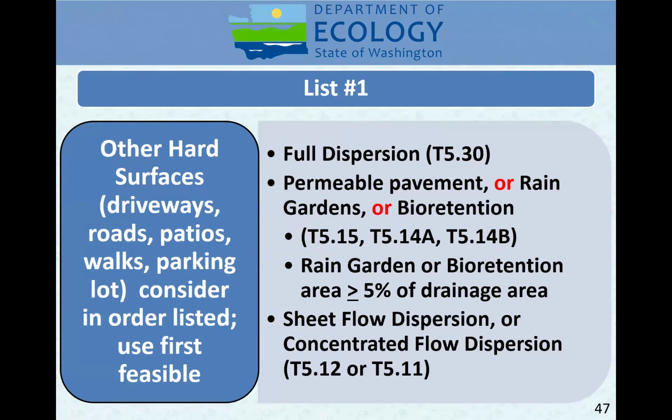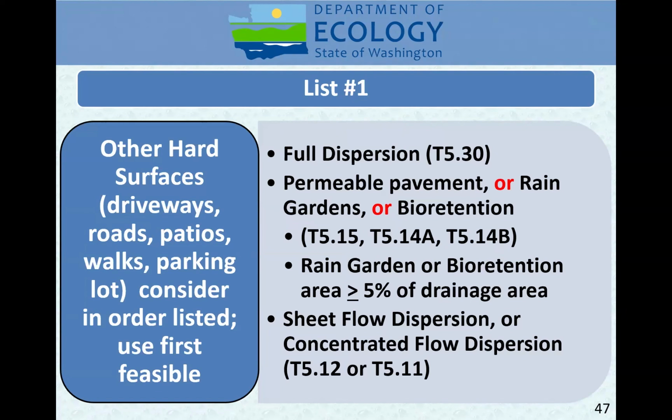So for list 1, we have other hard surfaces. Those are driveways, roads, patios. These are pollution generating. These are not roofs. And so your first option is full dispersion. If you're not going to do full dispersion, then you have a choice of permeable pavement, rain gardens, or bioretention. You can pick which one you want.